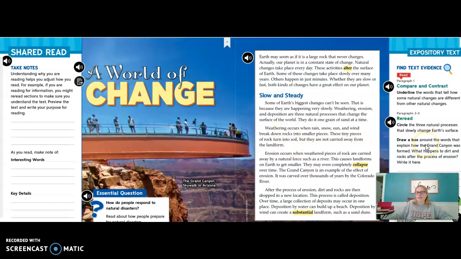The next thing I want you to do is I want you to draw some words around the text that explains how the Grand Canyon is formed. I'm going to let you guys find that, and I'm going to scroll to page 4.